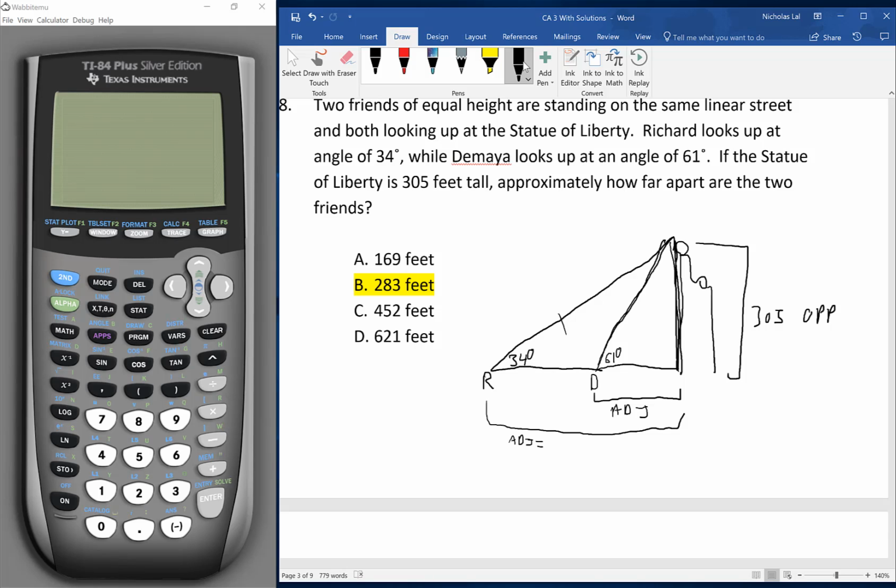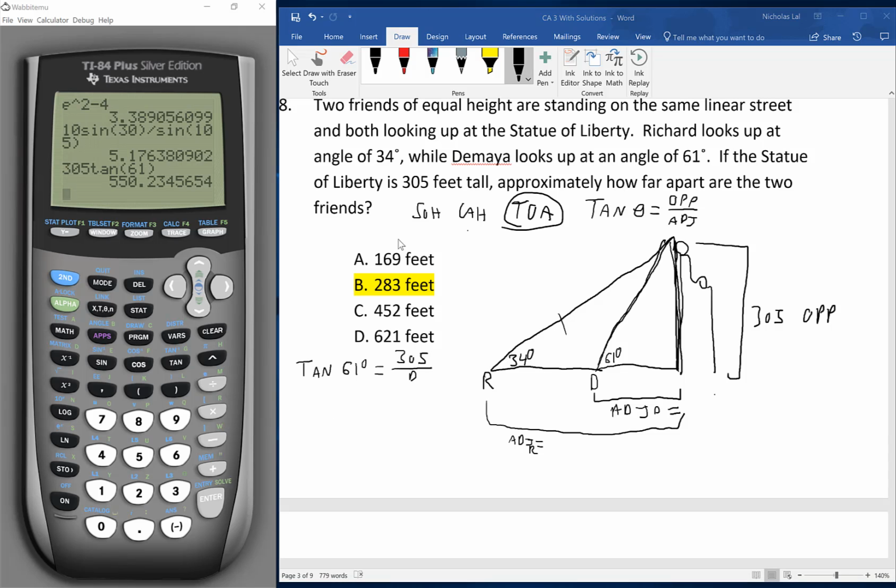So we know from SOHCAHTOA that tangent is opposite over adjacent. So with the tangent function, the tangent of 61 degrees is equal to opposite over adjacent, 305 over d. So the tangent of 61, which means that we do some multiplication here. D times the tangent of 61 is equal to 305, which means D is equal to 305 over the tangent of 61.